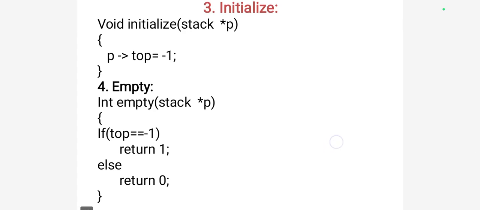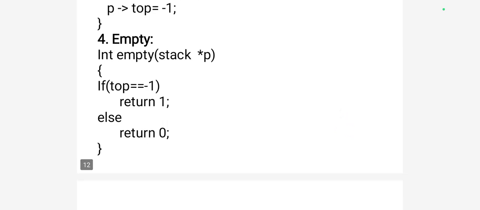The next function is empty. Int empty, int is the return type and empty is the name of the function. As a parameter we are declaring pointer p by using the stack. Here stack works as a user defined data type. If top is equal to -1, then it will return 1, otherwise return 0. If top is equal to -1 it means the stack is empty. Whenever the stack is empty, it will return 1, otherwise if the stack is not empty, it will return 0.